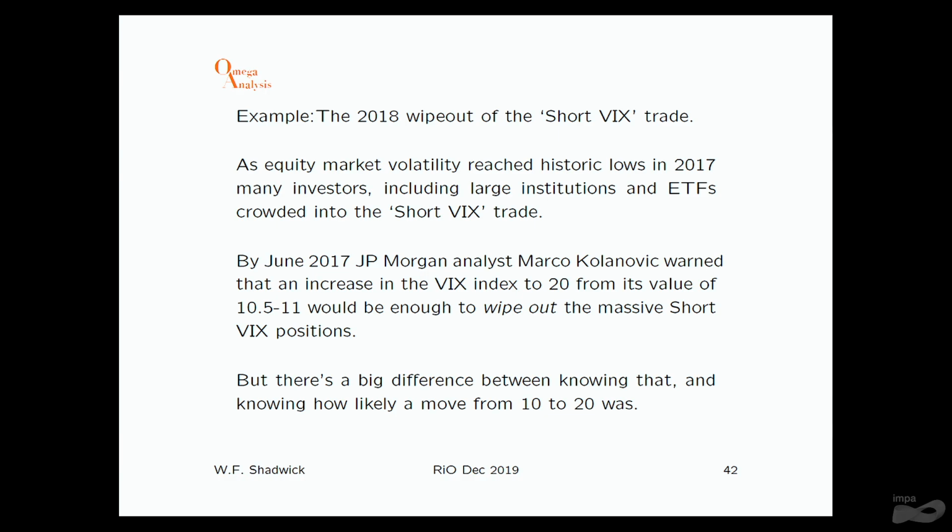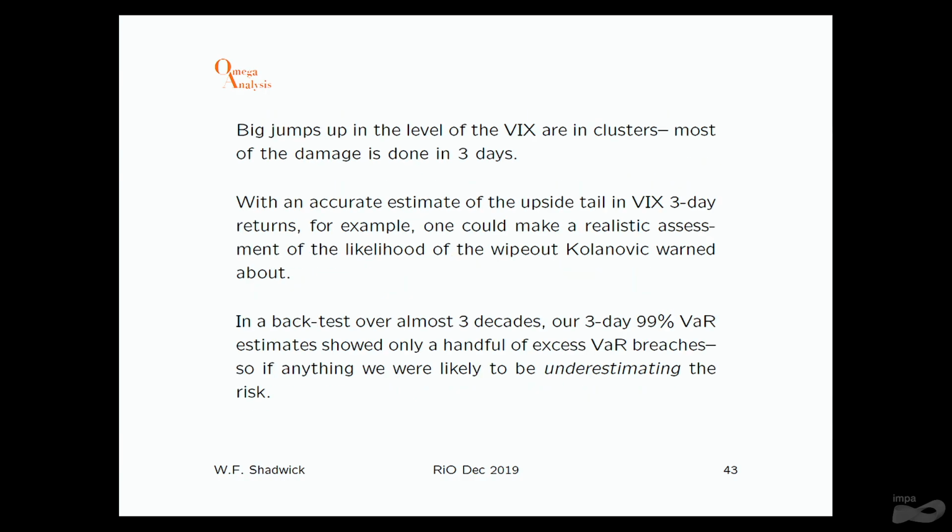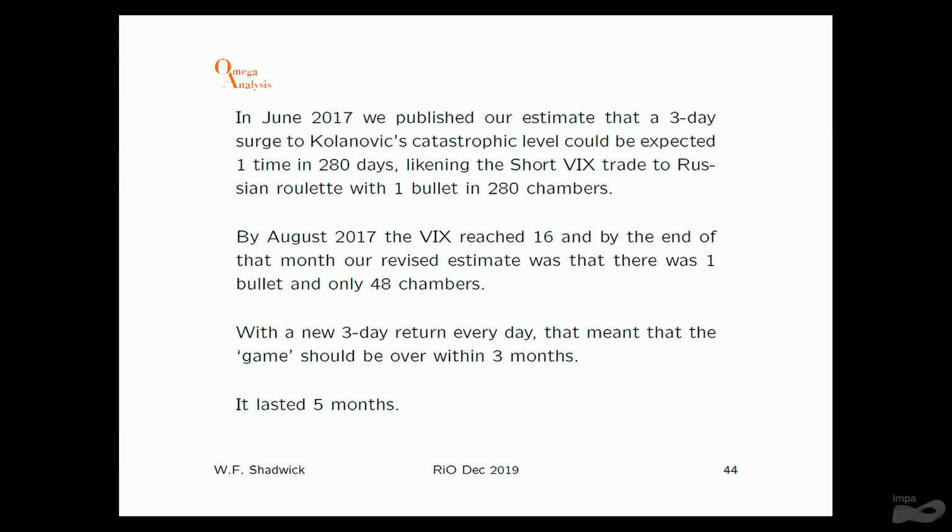So one recent example was the short VIX trade, which a JP Morgan quant had a series of articles warning people by mid-2017 that if the VIX hit 20, people were going to be totally wiped out. Of course, if it gets to 20, that's catastrophically bad, as it turns out, for lots of people. But how likely is that? Well, the VIX tourists, as they were called at the time, didn't pay much attention. They weren't worried. But in fact, we saw that this was extremely likely, likely enough to be very worrying.